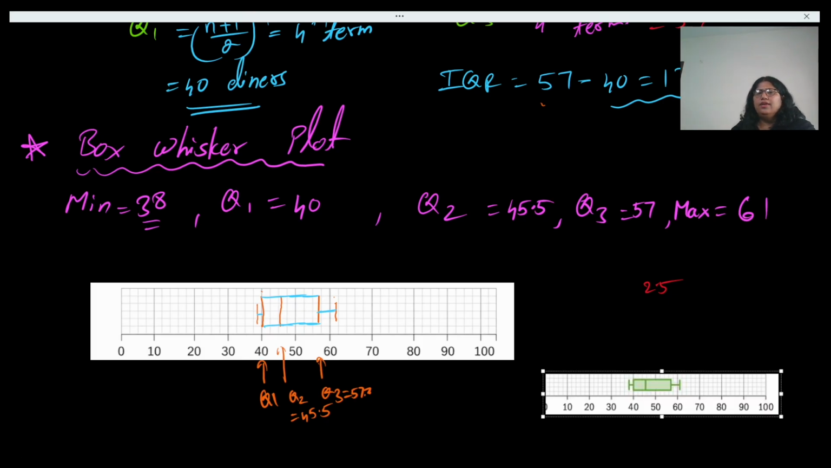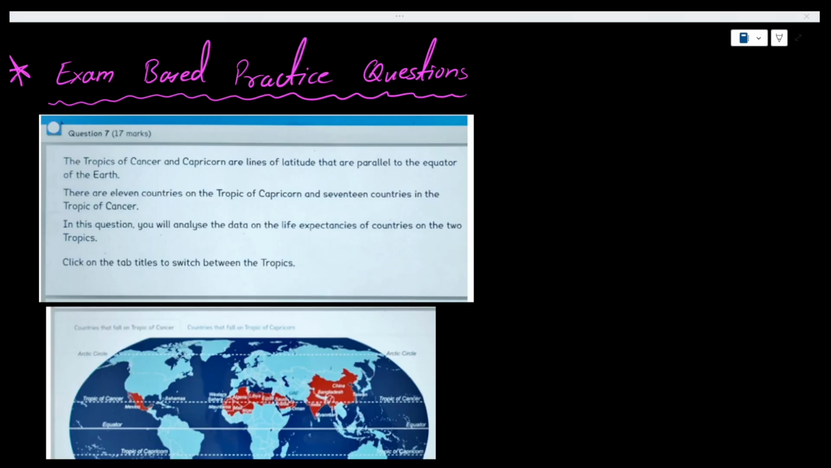On the side you must write here the number of diamonds. So this is the way we draw the box whisker plot, where we always include the 5 point summary. There will be the minimum value, the maximum value, Q1, Q2, Q3, and you will make those boxes. Now let us see some exam based questions here.